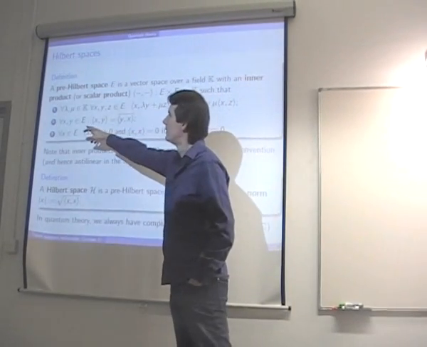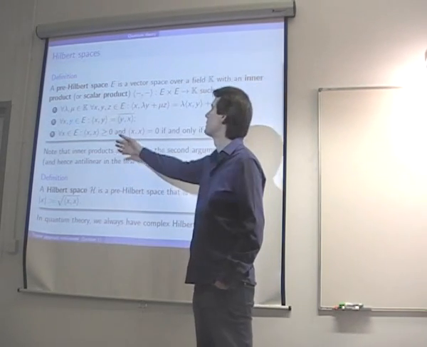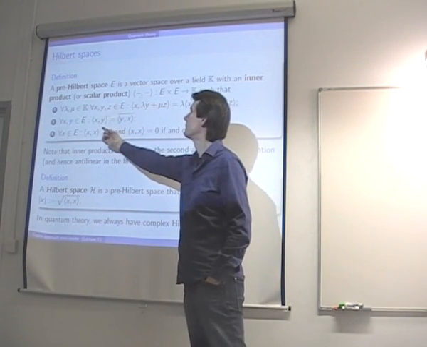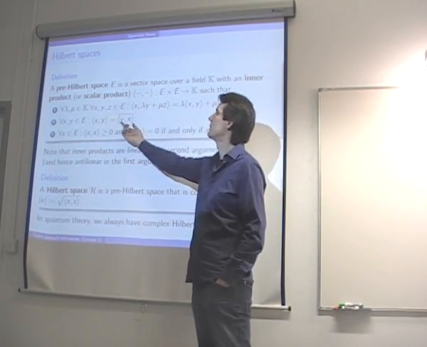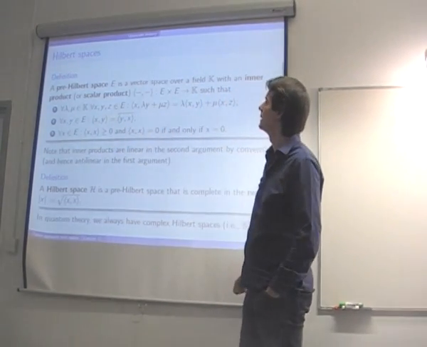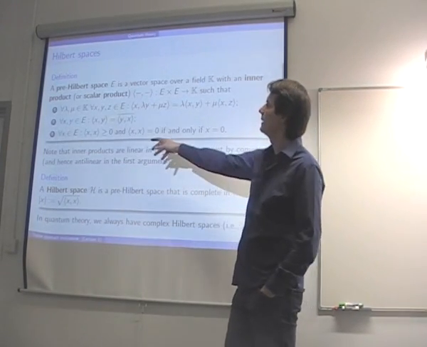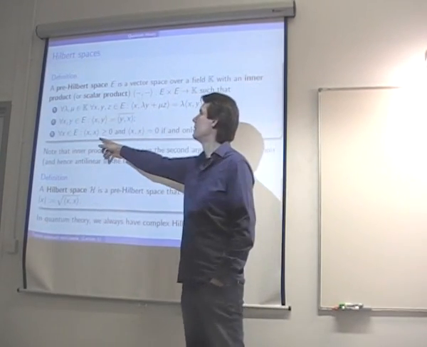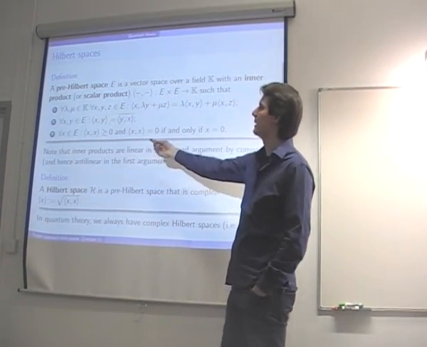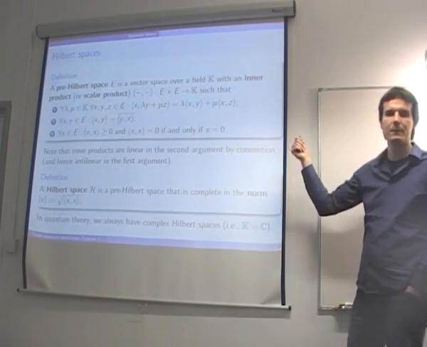Secondly, you have for all x and y in your pre-Hilbert space that the product of x and y is the conjugate of the product of y and x. And finally, you have that for all x in E, the inner product of x with itself is larger or equal to 0. It's only 0 if x itself is 0.